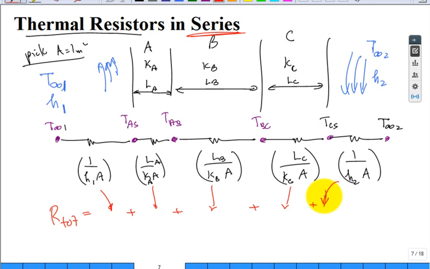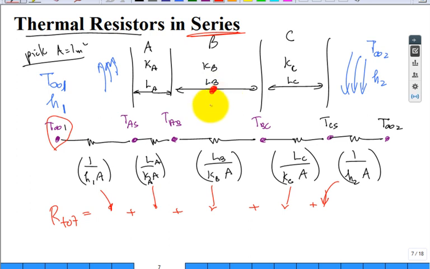A couple key concepts. When you have a node, it represents a distinct temperature, just like a distinct voltage. So you need to think, what exactly is that temperature? Now somebody says, what happens if I'm interested in calculating the temperature right in the middle of B?